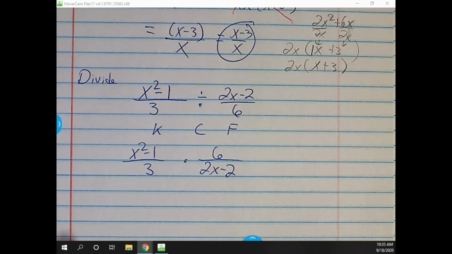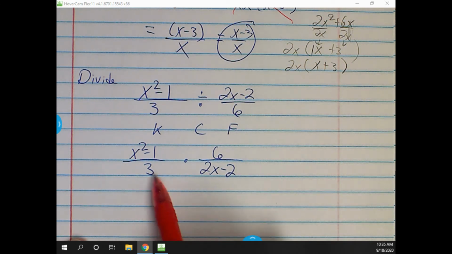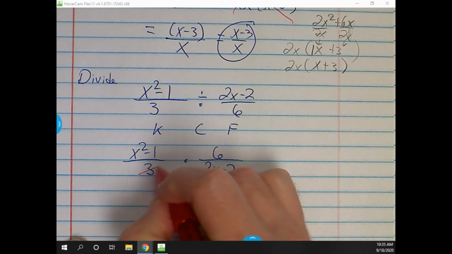Okay, first thing you may look at is you may say, all right, well, here's a 3 on the bottom and a 6 on the top. I can divide both of those by 3, so that'll make that a 1 and a 2.